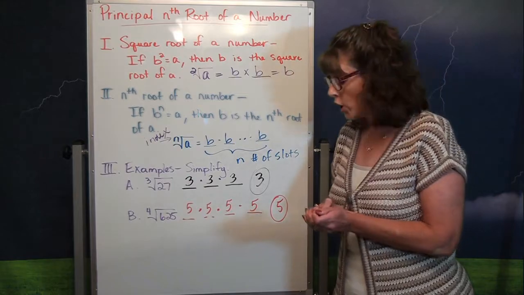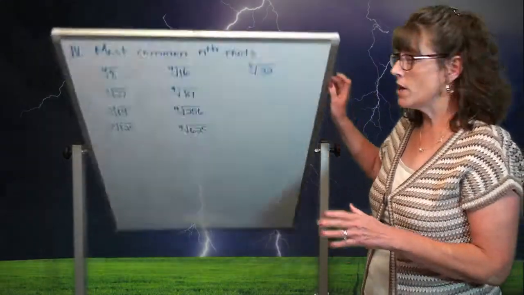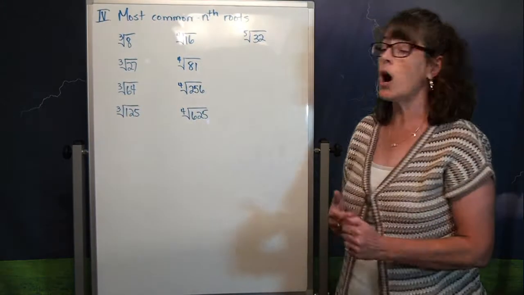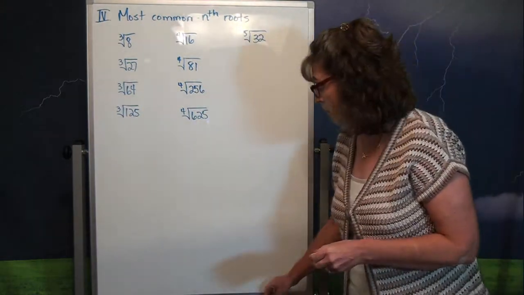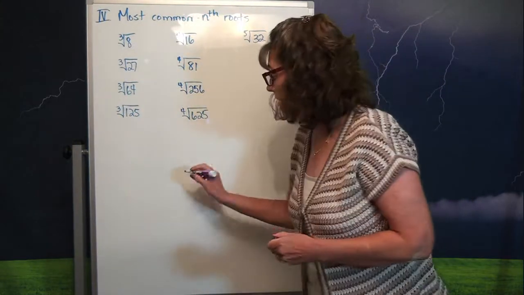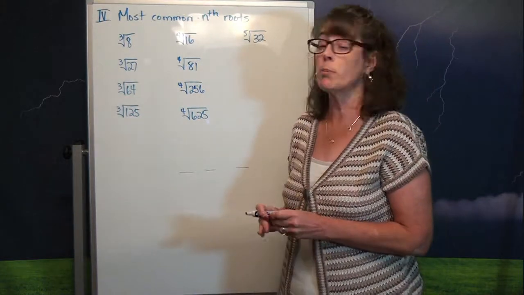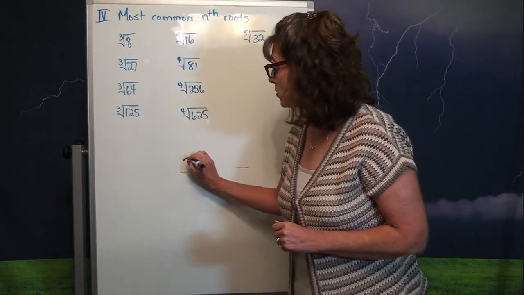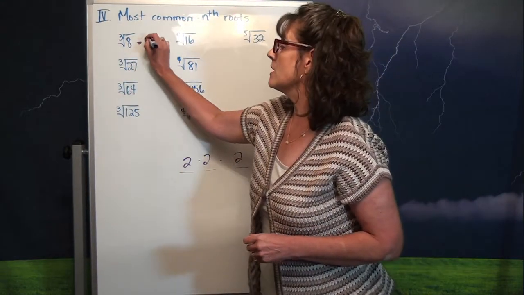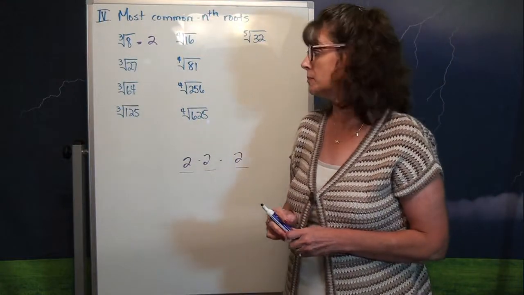Now, let's look at the more common nth roots. Some of these show up so much, it's a good idea to have them memorized. And here are the more common ones that it is a good idea to have memorized. So the cube root of 8 would mean I have 3 slots, 1, 2, 3. I want the same number in all 3 slots so that I multiply to get an 8. Well, 2 times 2 is 4. 4 times 2, there it is.